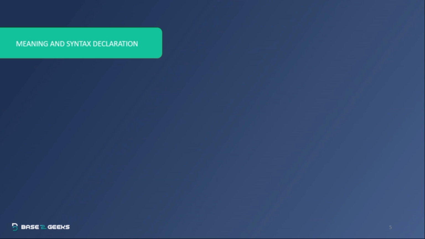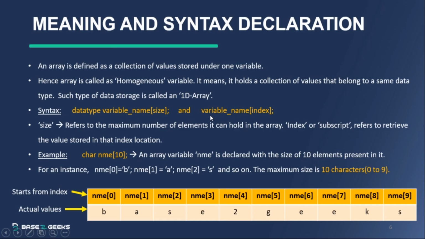So now we will see its theoretical explanation along with its meaning and syntax declaration, friends, right? So these are all the theoretical points that I have shown over here. First, you see, an array is defined as a collection of values stored under one variable. So that's what we saw in the diagrammatic explanation, isn't it? So an array is going to hold a collection of values that is going to be stored under one variable that is of the same data type.